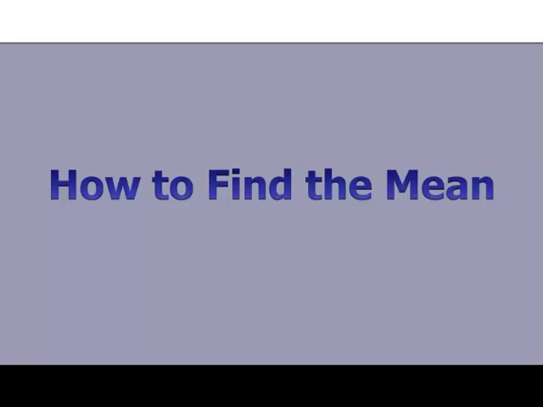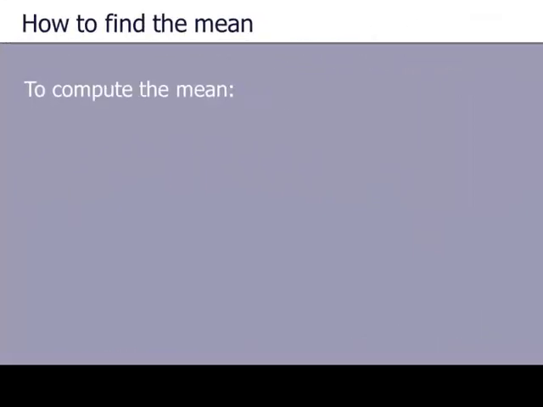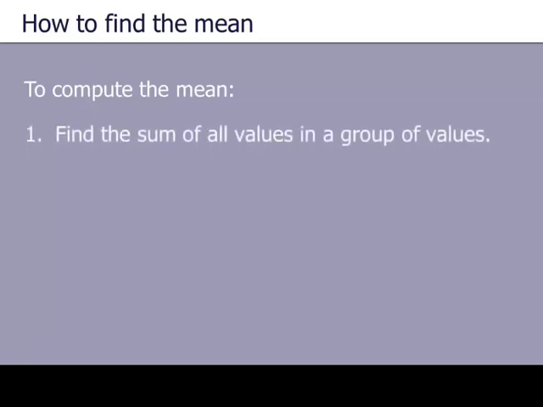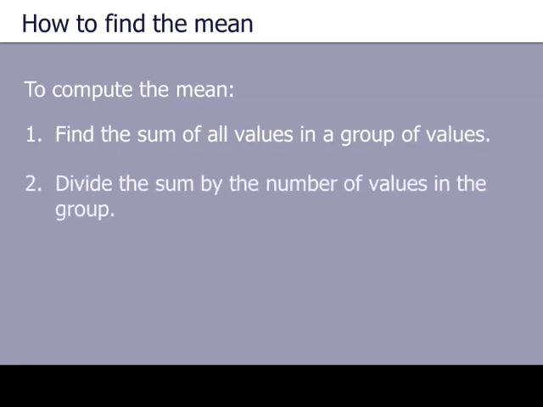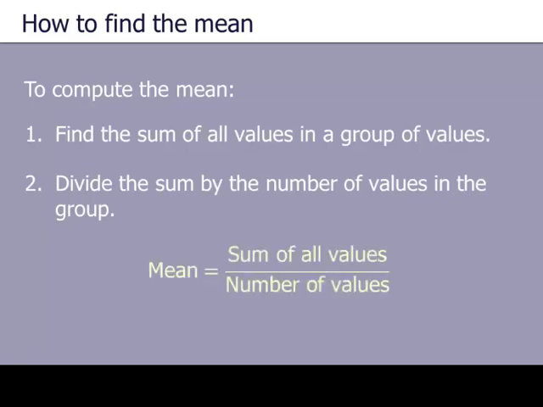Let's talk about how to find the mean. Calculating the mean of a set of values is a two-step process. First, find the sum of all values. Second, divide the sum by the total number of values in the group. This two-step process is expressed by a simple formula. The mean is equal to the sum of all values divided by the number of values.